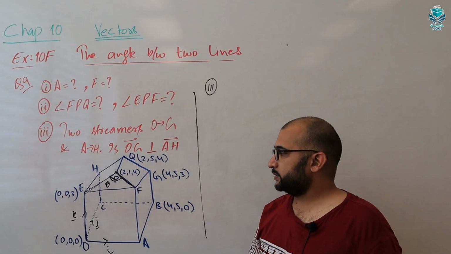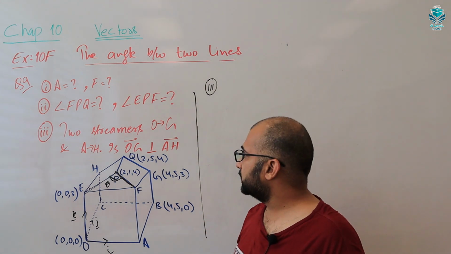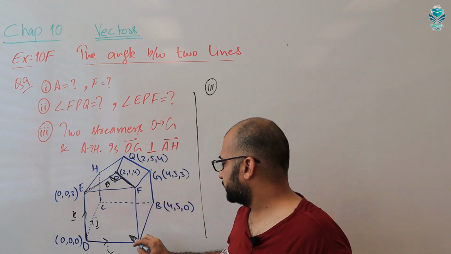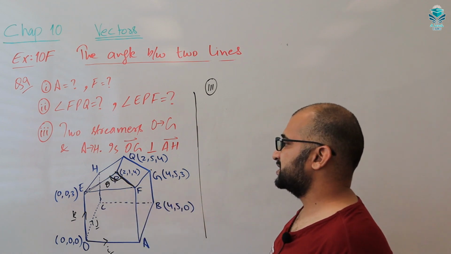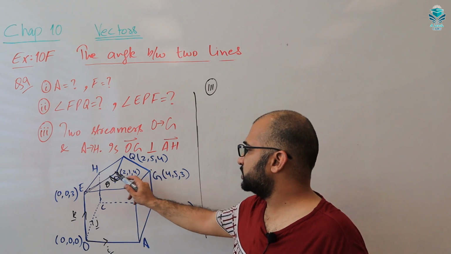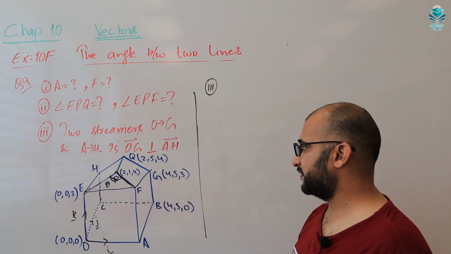In the third part we are given the information, the owner of the house is taking two streamers from O to G and A to H such that they claim the OG streamer is perpendicular to AH. Is this claim true or not? We have to check this one.